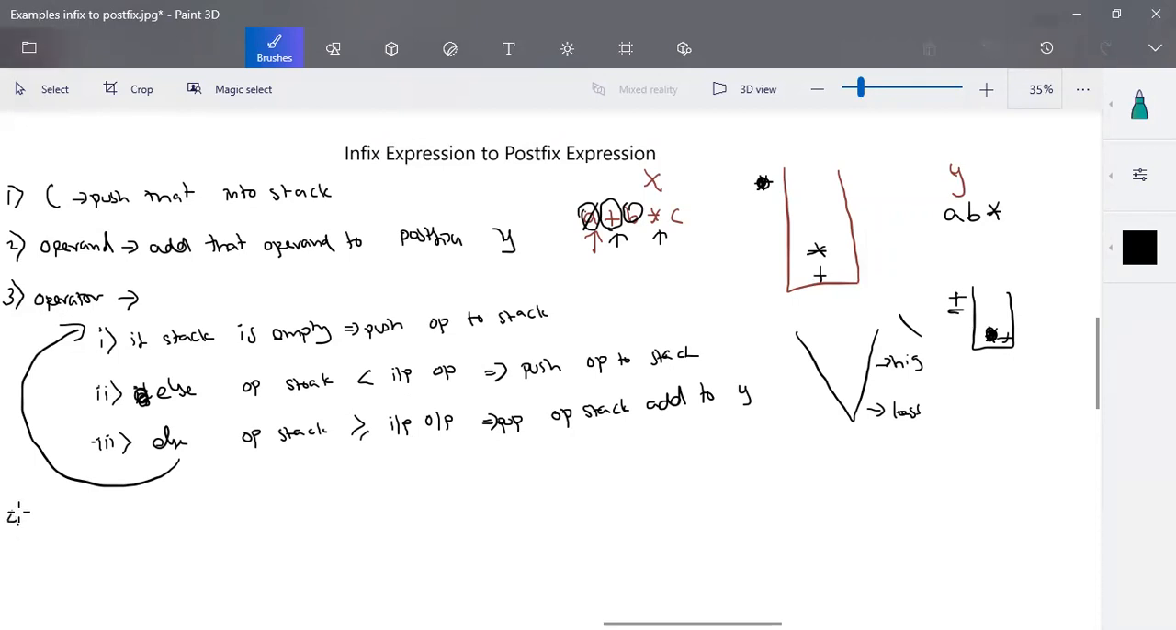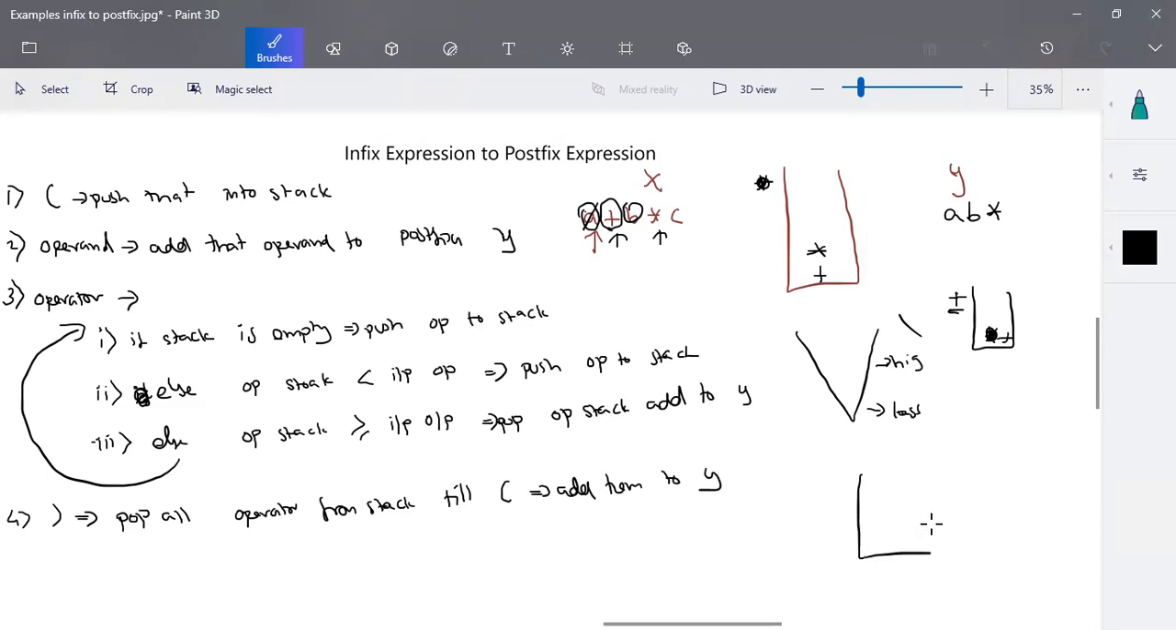And the fourth step is similar to that of a left parenthesis. If you have a right parenthesis, what we have to do is pop all operators from the stack till we reach this left parenthesis, and add them to the output expression.